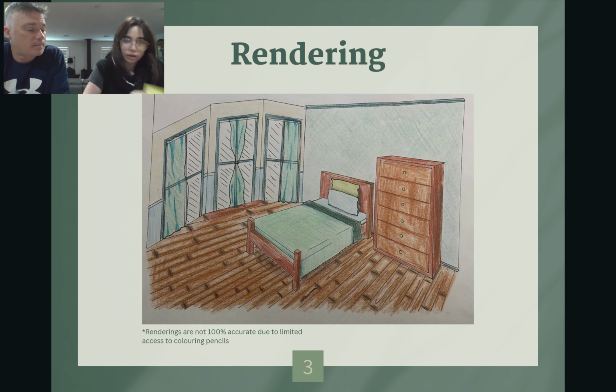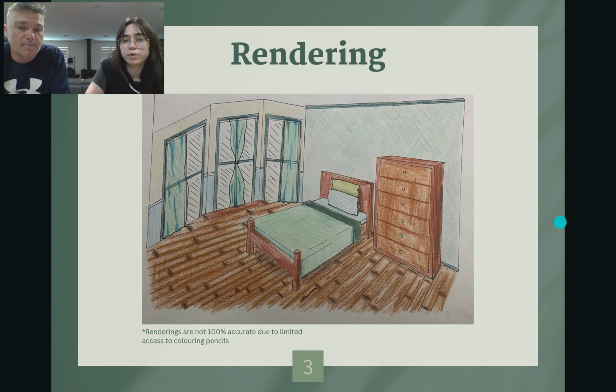And then we move on to the rendering. So this image that I've drawn isn't going to be 100% accurate to what we have in mind, because I had limited access to some coloured pencils and stuff, and I'm no artist in terms of doing rendering drawings, but that's okay. As long as you're happy with the general layout and how things are looking, we're happy.